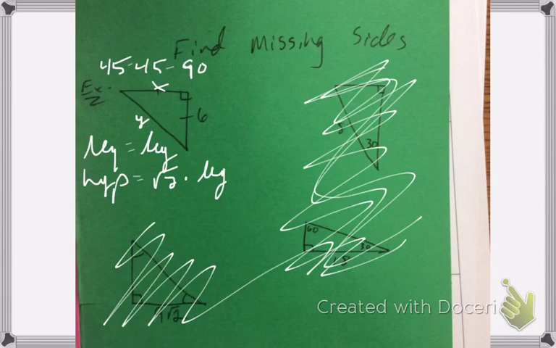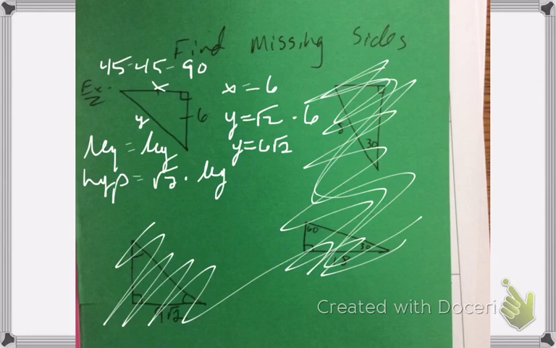So I put in x for one leg, 6 for the other leg, x is 6. I put in y for the hypotenuse. The leg is 6. So now I get 6 times the square root of 2. So y is 6 times the square root of 2. And it's that simple. Okay, excuse me there. And that's all there is to it.